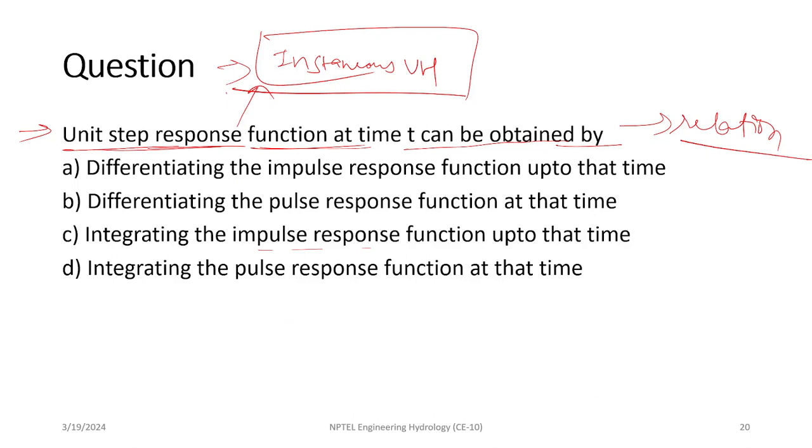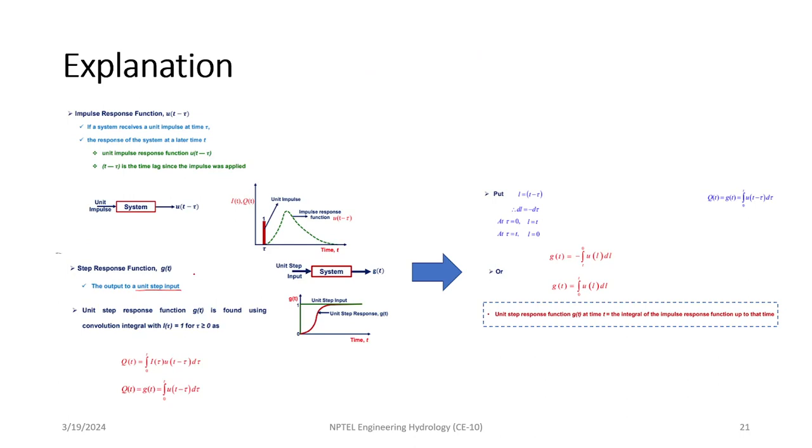We're differentiating the pulse response function. Okay, differentiating the pulse response function at that time. Anyone else? Balamurugan says it's C, integrating the impulse response function. Yes, right, Balamurugan, you are right. So integrating the impulse response function up to that time, we will see in the explanation part.